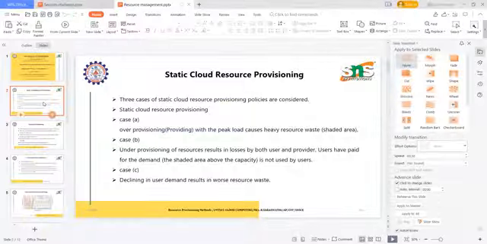Second one is under provisioning. Under provisioning of resources results in losses for both user and provider. The user has paid only for the demand; it is not used by the user. Third one is declining user demand. It results in worse resource wastage.